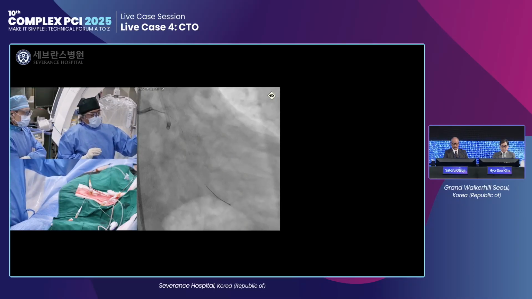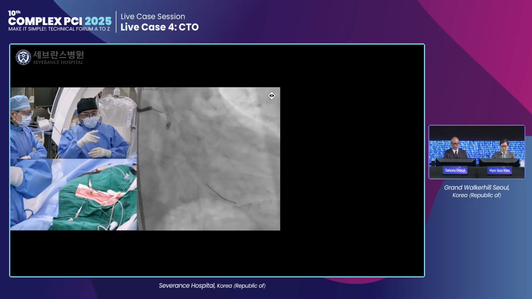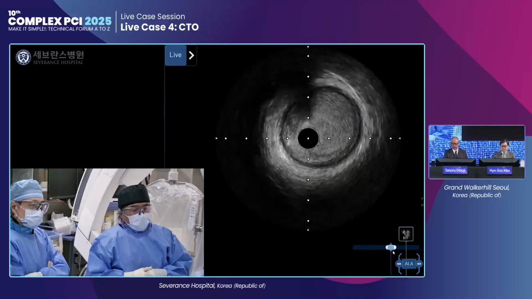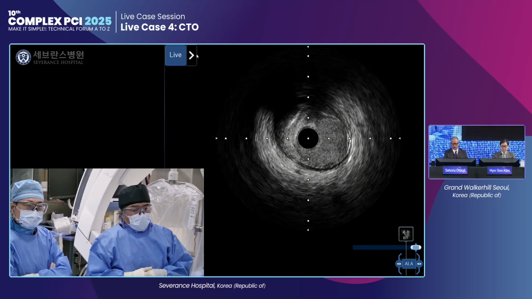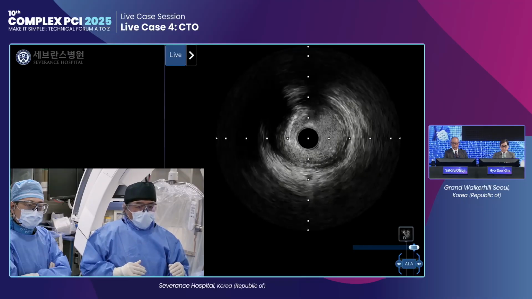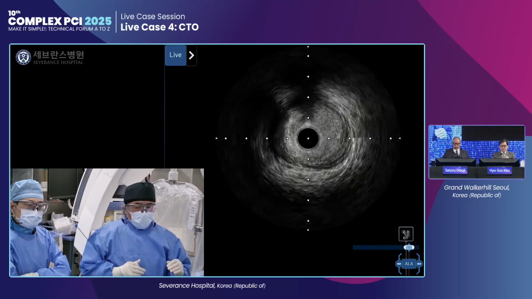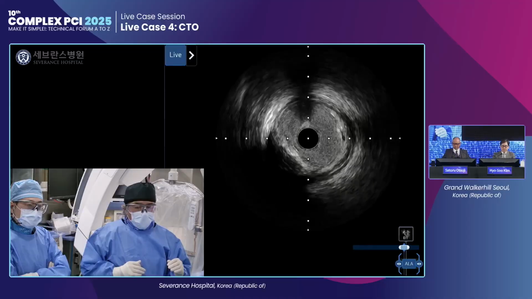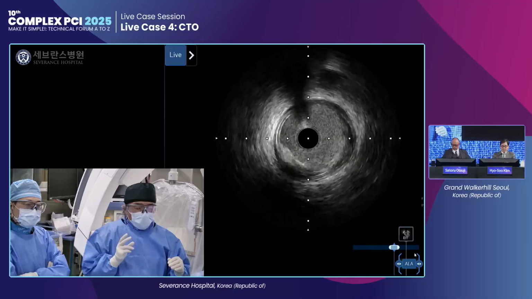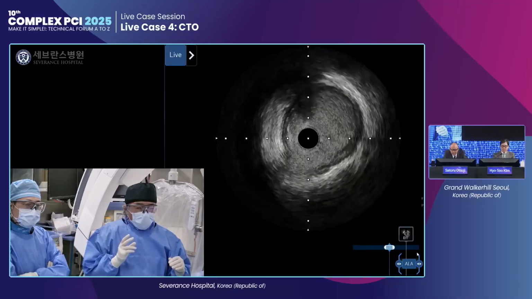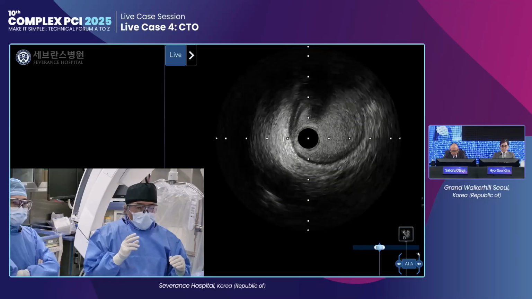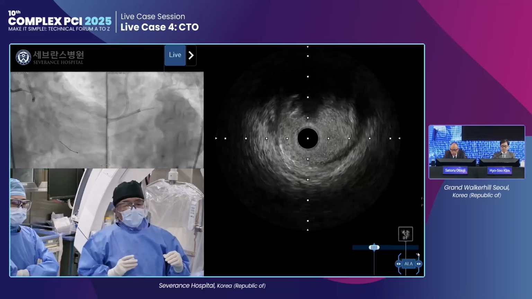Initially we studied the circumflex IVUS. Please show the IVUS. Initial IVUS. Okay, this is the pullback from the circumflex to the left main. This is the OM branch, and then some small branch coming. And this one is the LAD location.